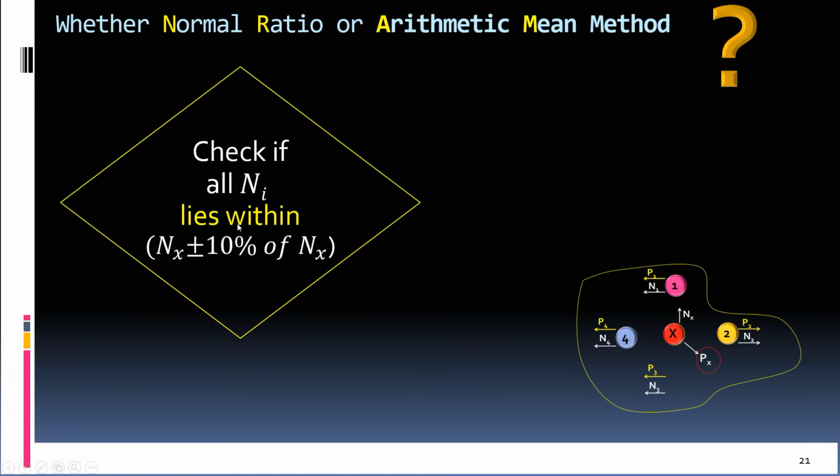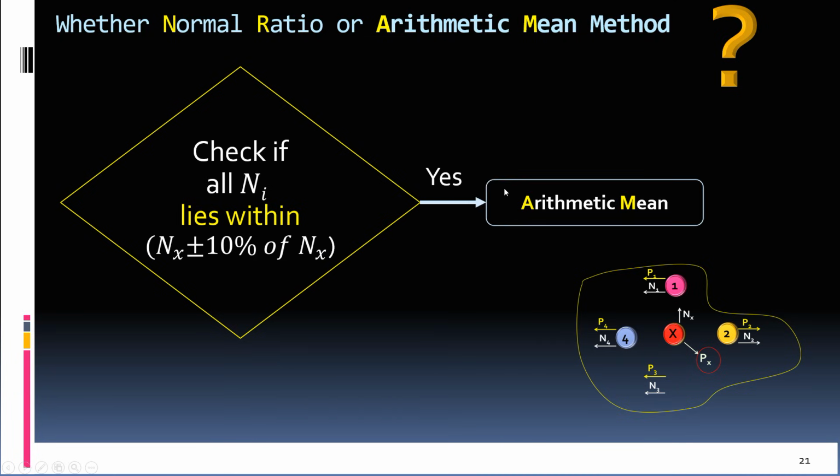The authors also showed that if the normal annual precipitation at all index stations, Ni, lies within 10% of the normal annual precipitation of the target station Nx, then the simple arithmetic mean method should be used. Otherwise, we should use the normal ratio method. This criterion of 10% was decided on the basis that if all Ni lie within 10%, then there is not much difference in the result between the normal ratio and simple arithmetic mean method.